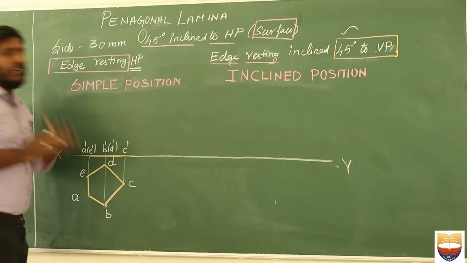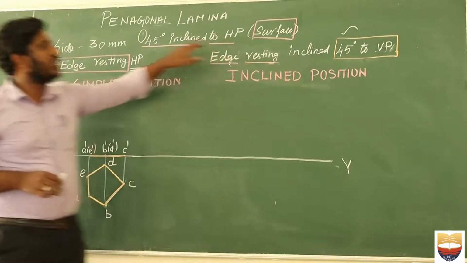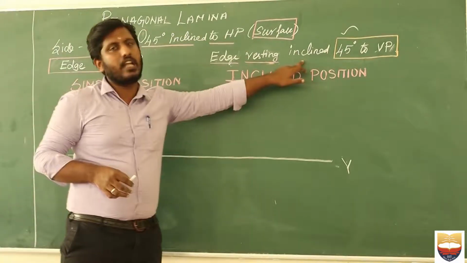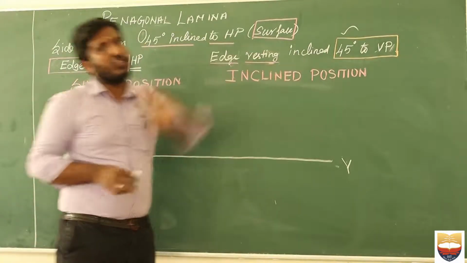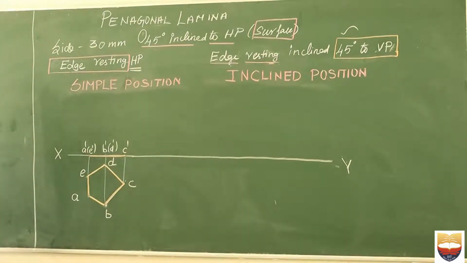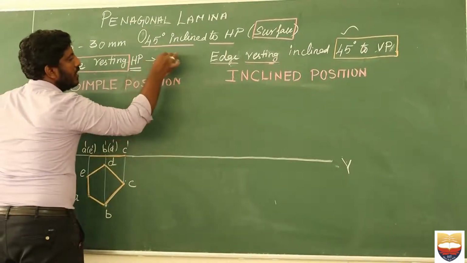Okay. So in our previous classes, I have told very clearly, if it is given as edge resting on HP, first you have to draw the inclination which is corresponding to the horizontal plane. Then only you have to draw the inclined position which is corresponding to the vertical plane. Only for your confusion, they give you the inclination of the vertical plane first and then the inclination of the horizontal plane second. Okay, so as it is given the edge is resting on horizontal plane, first I need to draw the top view first.